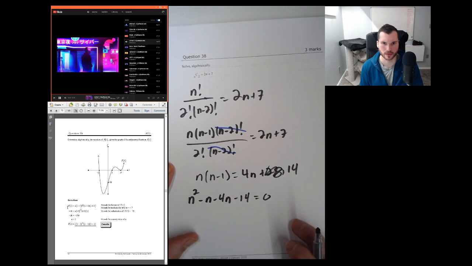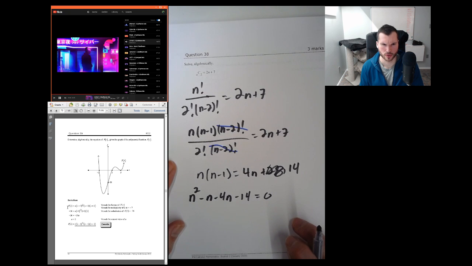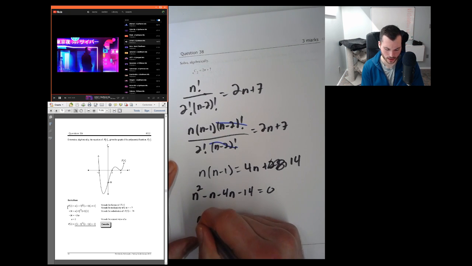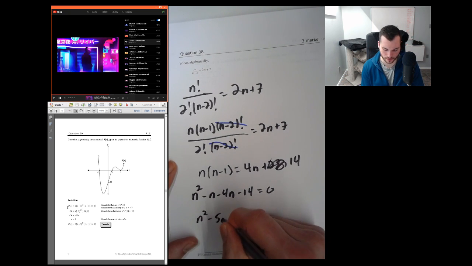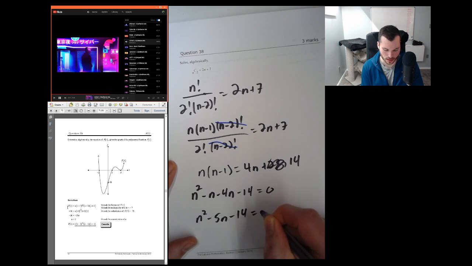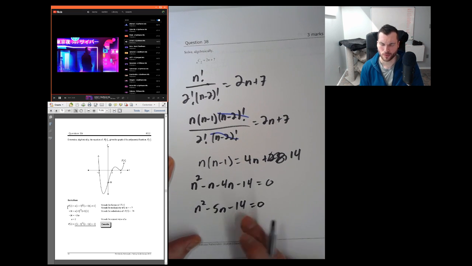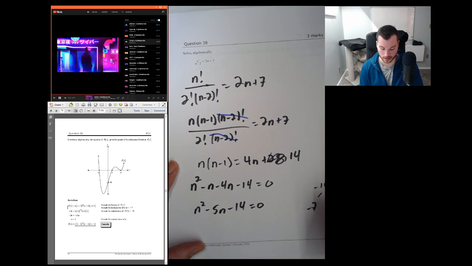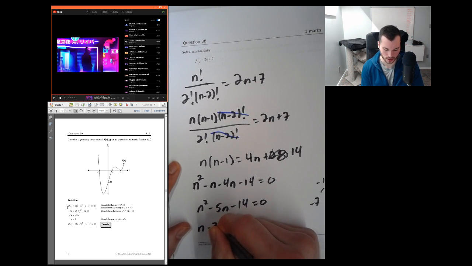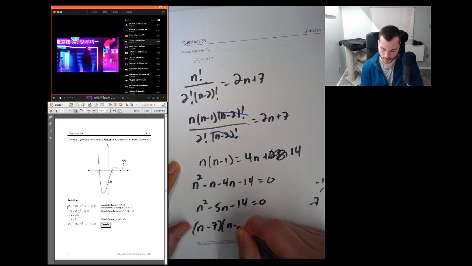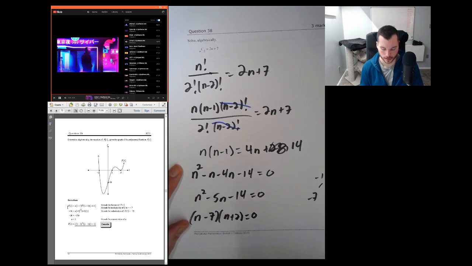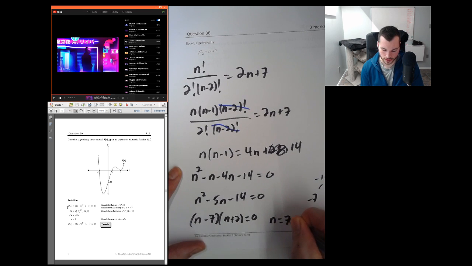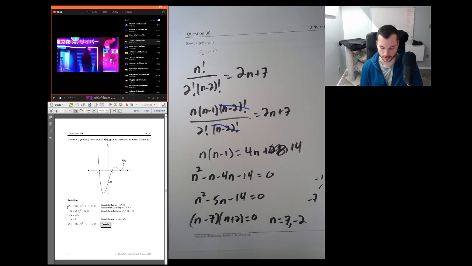You can just kind of see what I did from that one. Yeah. N squared minus 5n minus 14 equals 0. What is 14? I'm thinking there is a 7 and a 2. You're right, there is. This is why factoring is important, right? It's always a skill. N equals 7, -2.